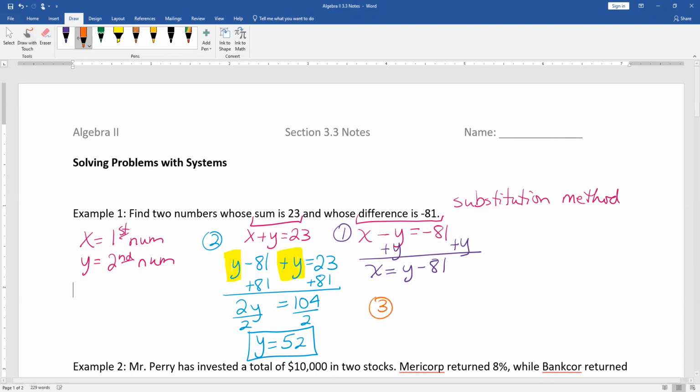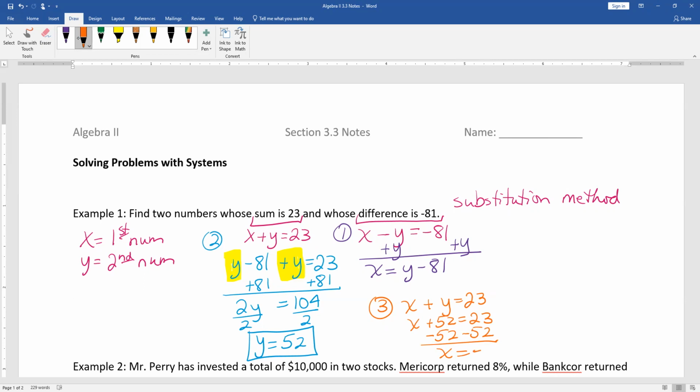So for step 3, I've got y. I'm going to pick one of the equations. I'll just use x plus y equals 23. Then I plug in y as 52, so x plus 52 equals 23. Then I subtract 52 from both sides, and I get x equals 23 minus 52. Since 52 is larger, I know my answer is going to be negative.